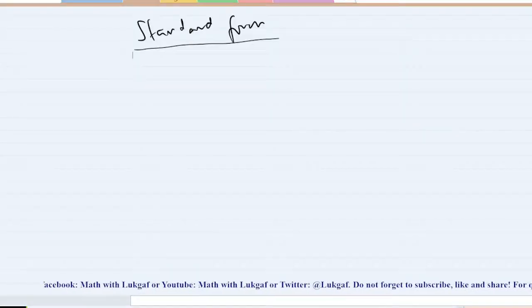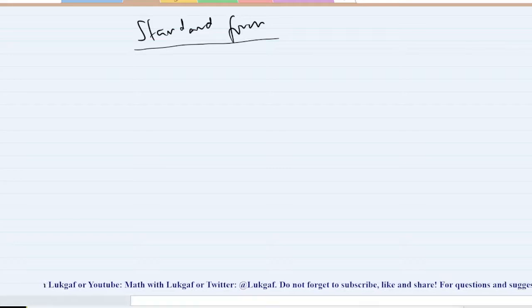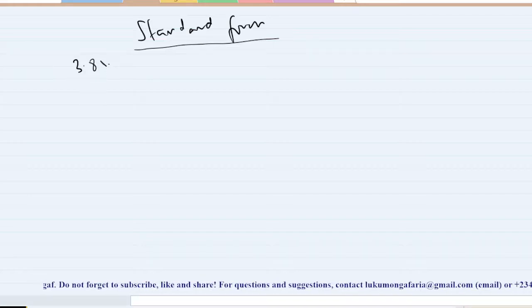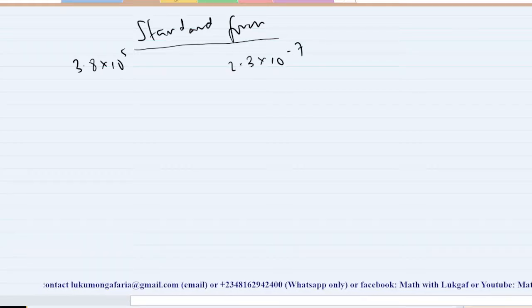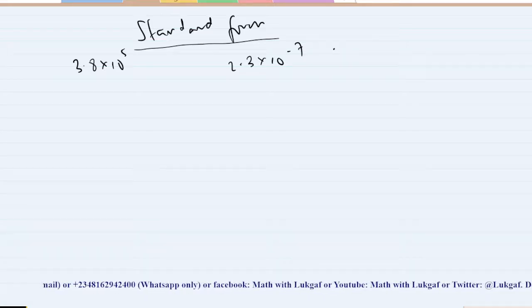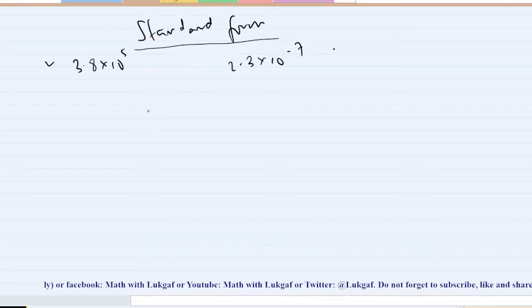You will have come across this form of numbers. For example, if I have 3.8 multiplied by 10 raised to the power 5, likewise, if I have 2.3 multiplied by 10 raised to the power minus 7. So when you have a number in this form, the first one and the second one are said to be in standard form.